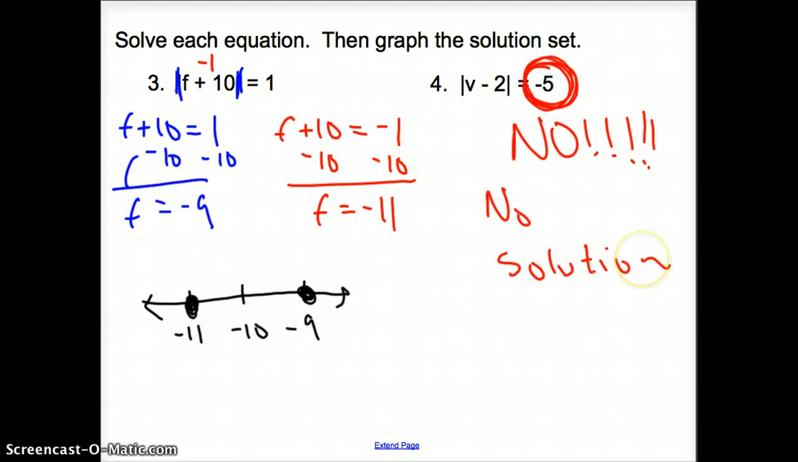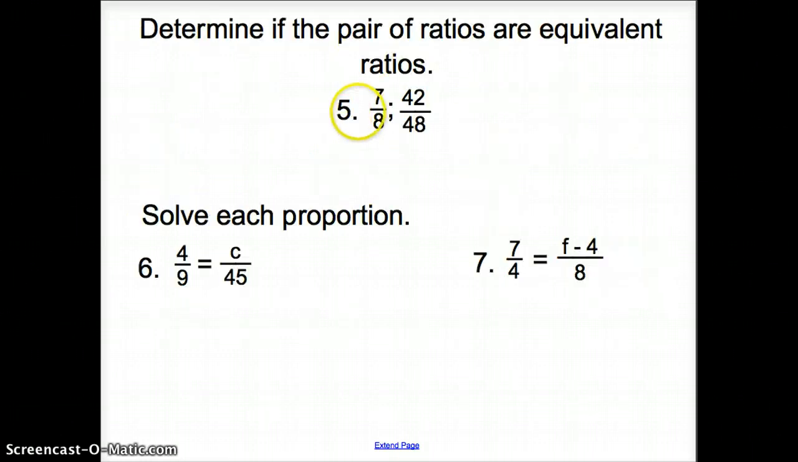Now we're going to start dealing with some ratios.